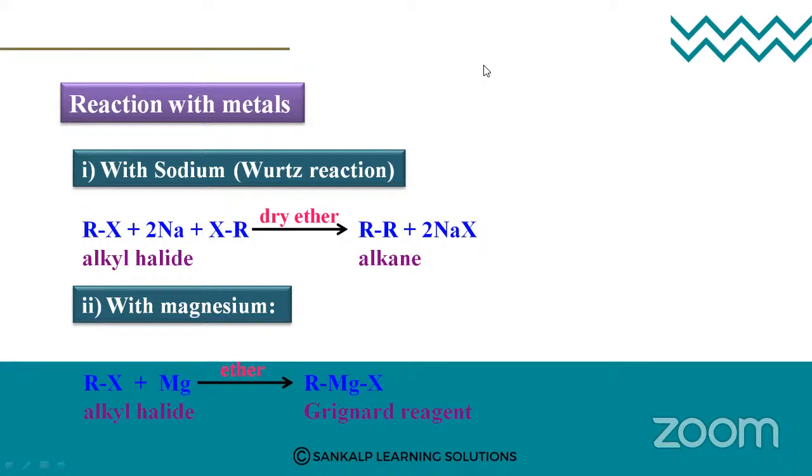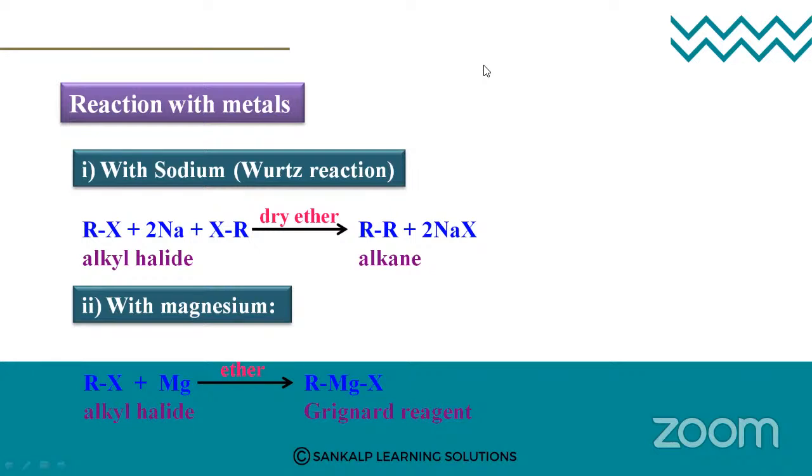The second reaction is where we react our alkyl halide with magnesium. When you react alkyl halide with magnesium in the presence of dry ether, again the solvent is dry ether, we get the product called Grignard reagent. What is Grignard reagent? RMgX. Grignard reagent is also called an organometallic compound.